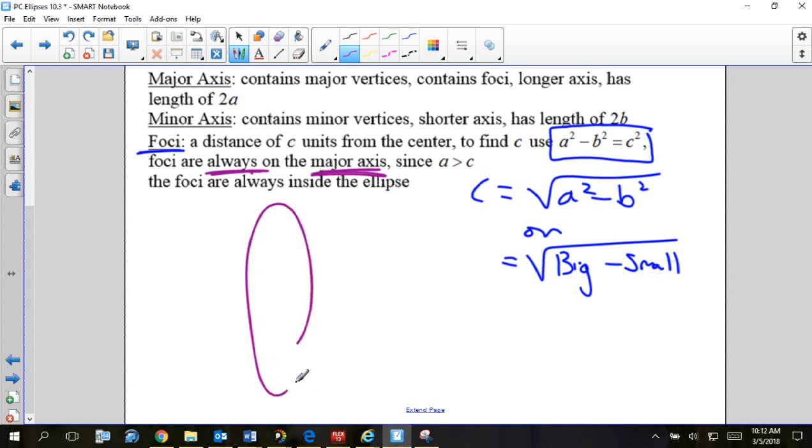So if I drew this graph, would my foci be horizontal or vertical from the center? They'd be vertical. I don't know where they'd be. Maybe here and here. I have no idea. But they would be vertical. And they would be on the inside. It's contained on the inside.